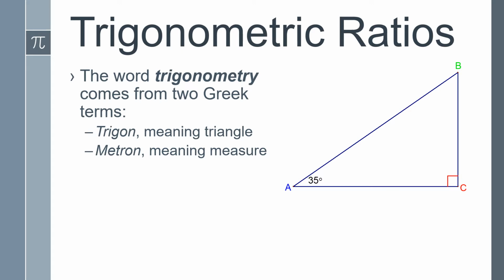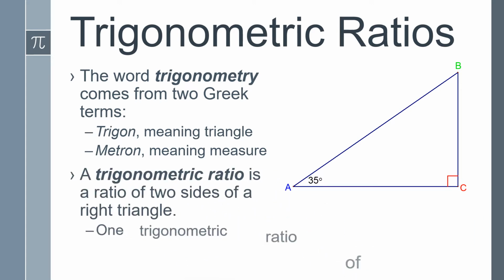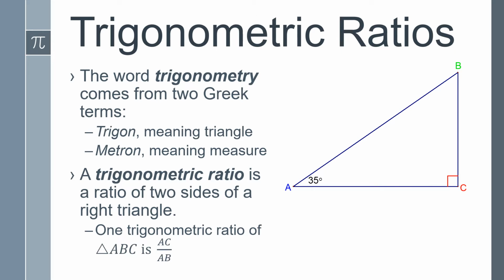All right, so trigonometric ratios. Yes, I've returned to my own self. The word trigonometry comes from two Greek terms, trigon meaning triangle, and metron meaning measure. So a trigonometric ratio is a ratio of two sides of a right triangle. One trigonometric ratio of triangle ABC would be the length of segment AC to the length of segment AB.